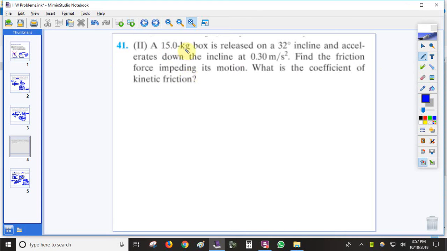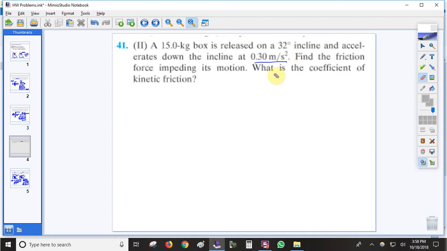So this says a 15 kilogram box is released on a 32-degree incline and accelerates down the incline at 30 meters per second squared. So right away we know that this is not going to have equilibrium in the x direction. When we do F equals ma, we are going to have an a, so that means we're going to have a right-hand side to this equation that's not 0.